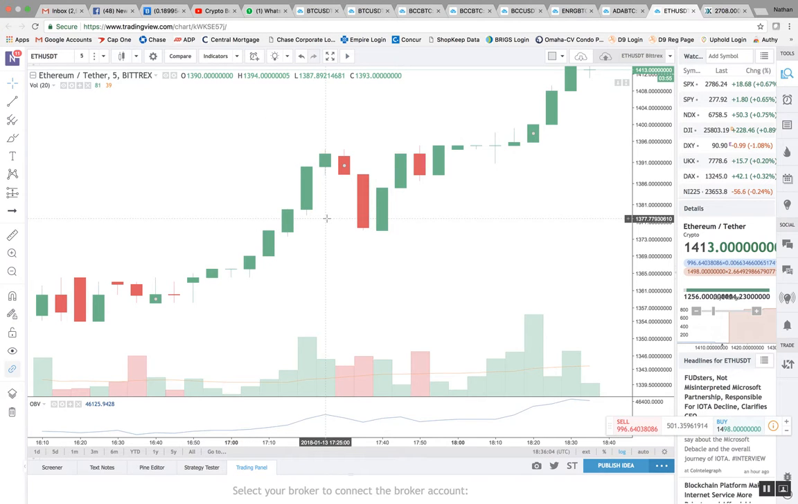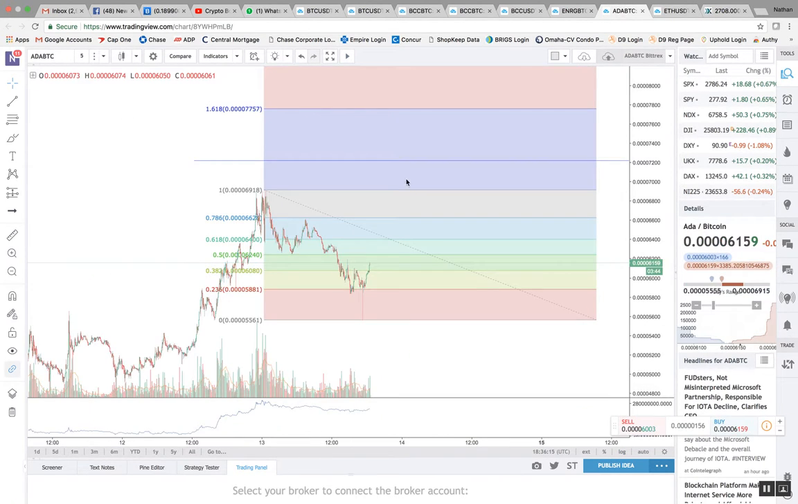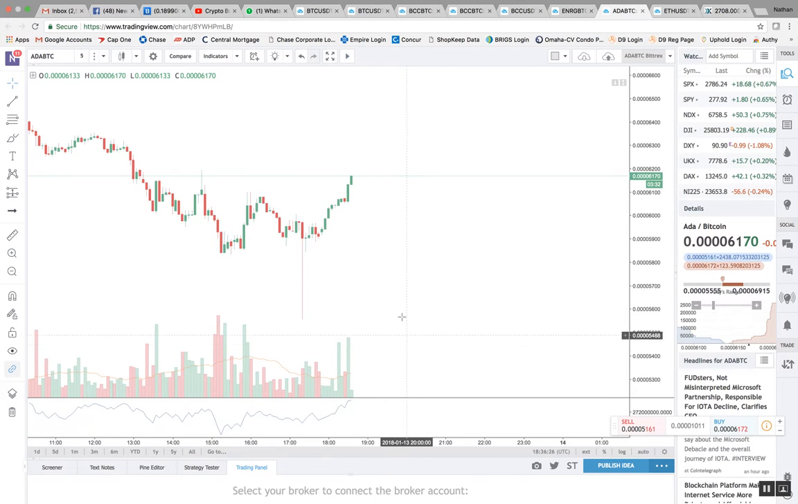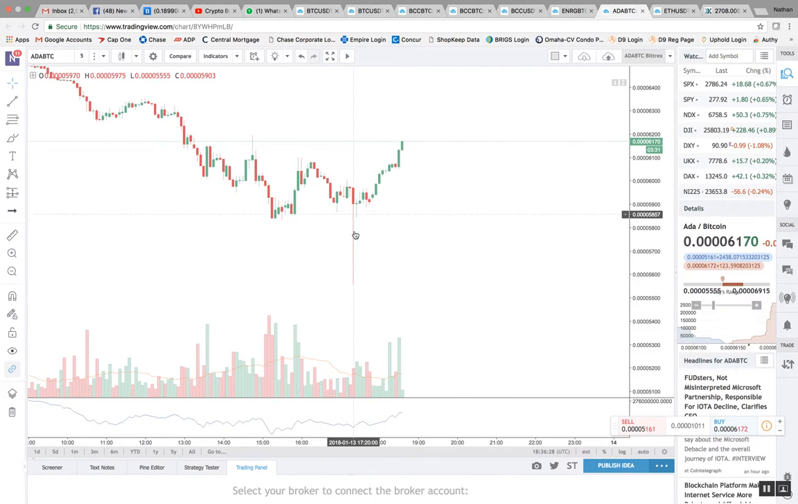So sometimes we call these, if you get wicks on the bottom, I think I've got one here. Let's see, Cardano. I'll get rid of the fib numbers. You can see here with Cardano, I just saw this today, a long down wick here. What does that tell you?